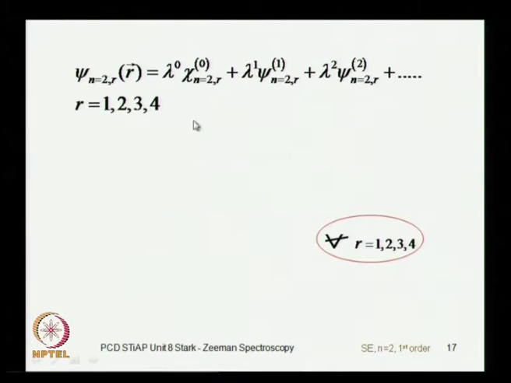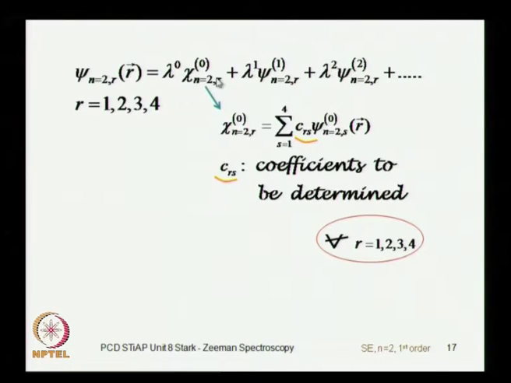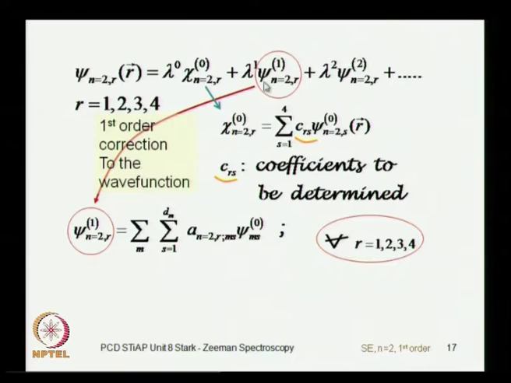Okay, so let us look at this wave function now. This unperturbed part is a linear superposition of the 4 degenerate unperturbed eigenstates. It cannot be unique because there are 4 linearly independent functions, and these coefficients C are yet to be determined. So we now look at the first order correction.